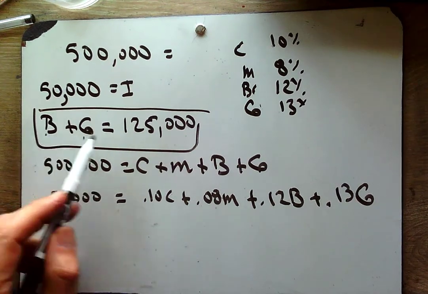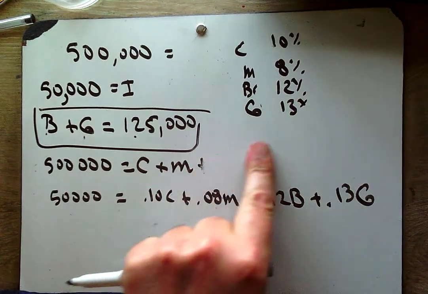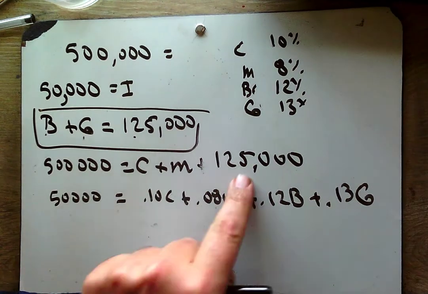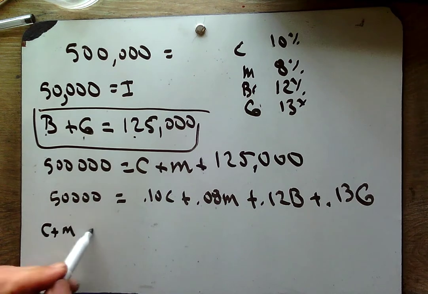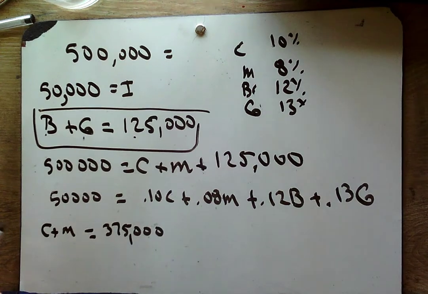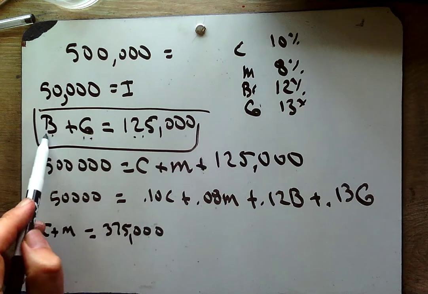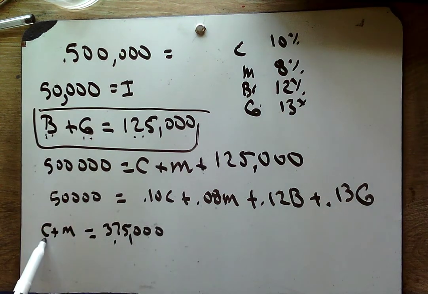So, B plus G is 125,000. I see a B plus G here, so I'm going to turn that into 125,000, and then subtract 125,000 from both sides. And so I know that C plus M equals $375,000. That makes sense to me, because if I put 1/4 of the money into stocks, then 3/4 of the money should be in the CDs and the municipal bonds. All right. Now what?